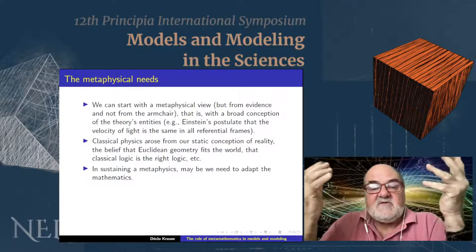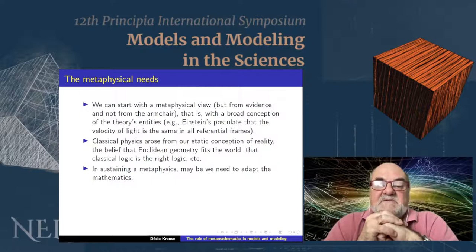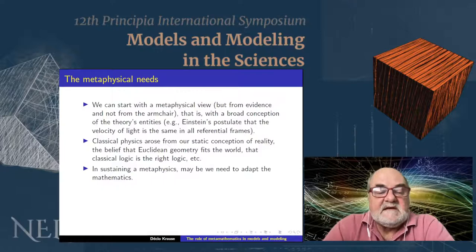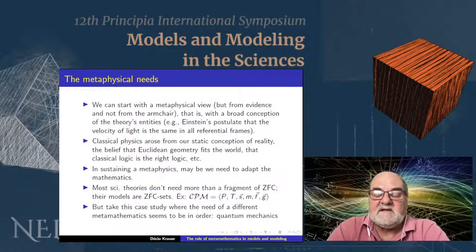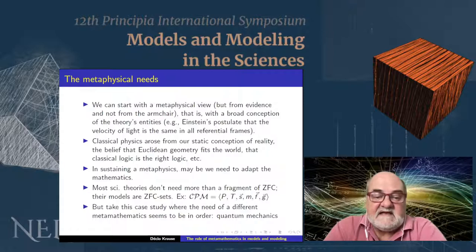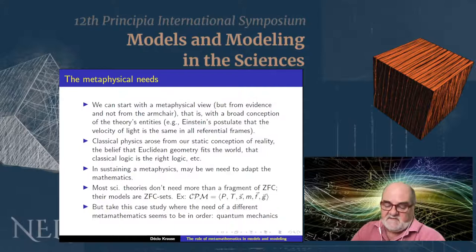Classical physics, for instance, arose from a static conception of reality. The belief that Euclidean geometry fits the world, that classical logic is the right logic, etc. With such a metaphysics, we need to adapt the metamathematics. So that's the point. Most scientific theories don't need more than a fragment of Zermelo-Fraenkel with the axiom of choice, since the models are simple sets, for instance, classical particle mechanics, so we don't use the full Zermelo-Fraenkel set theory, all the axioms and so on.